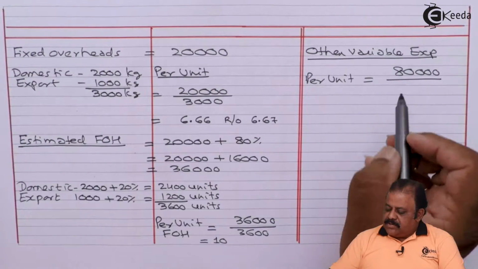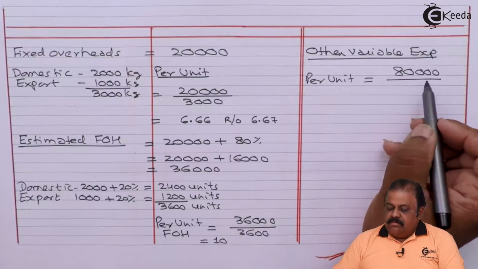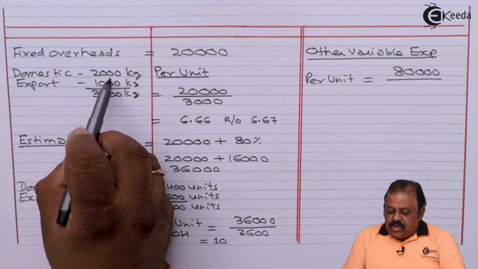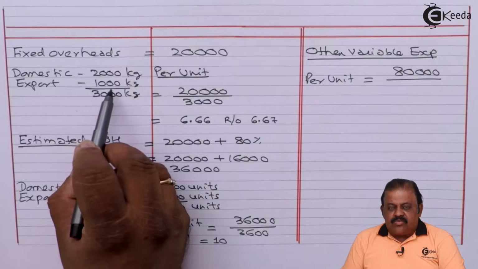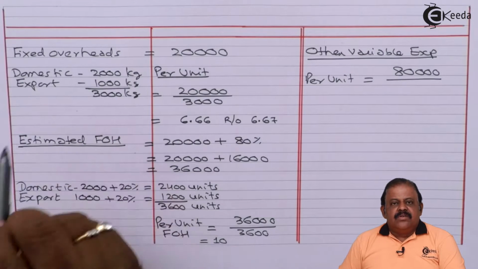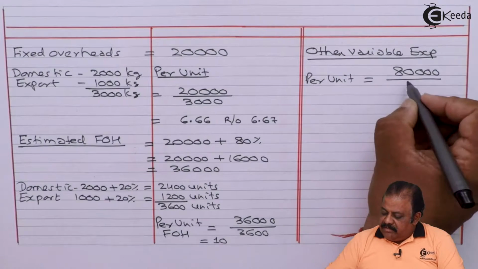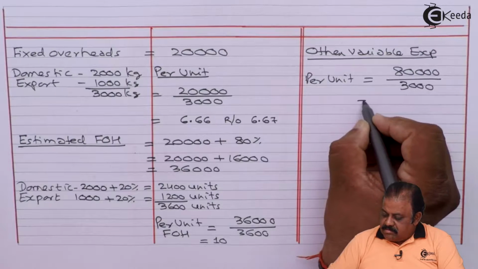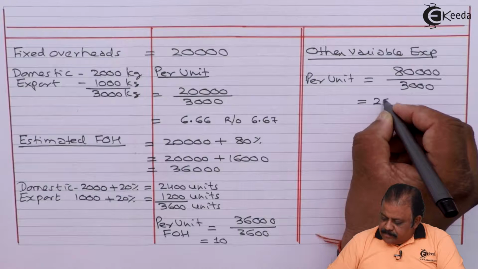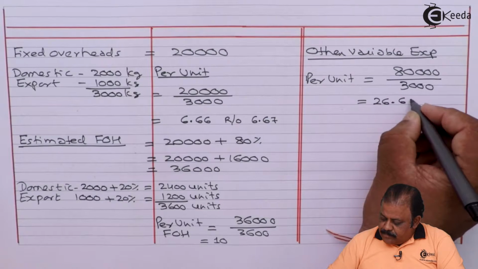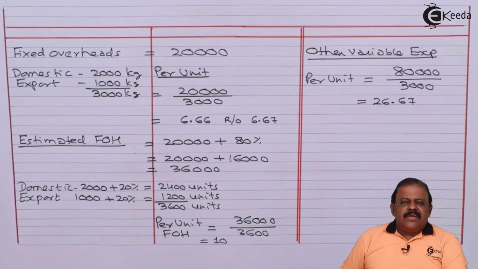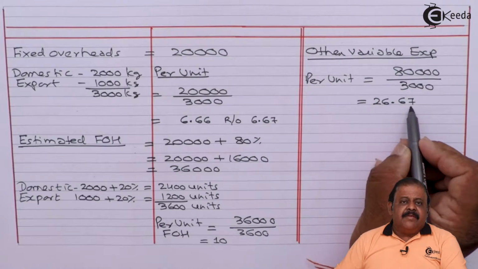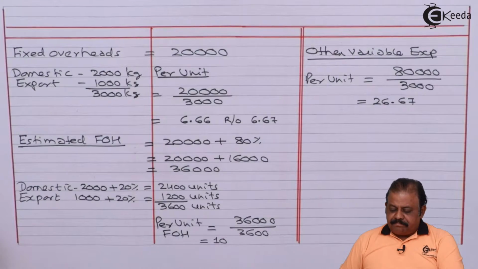Other variable expenses rupees 80,000. Current year domestic output is 2000 kg, export is 1000, total it is 3000. To get per unit, we'll divide this by 3000. So it comes approximately 26 rupees 67 paise per unit.